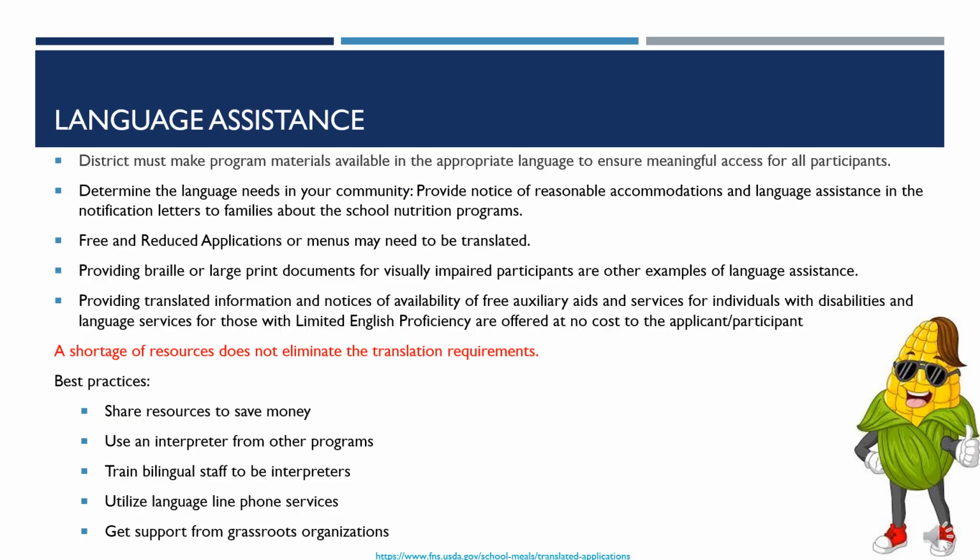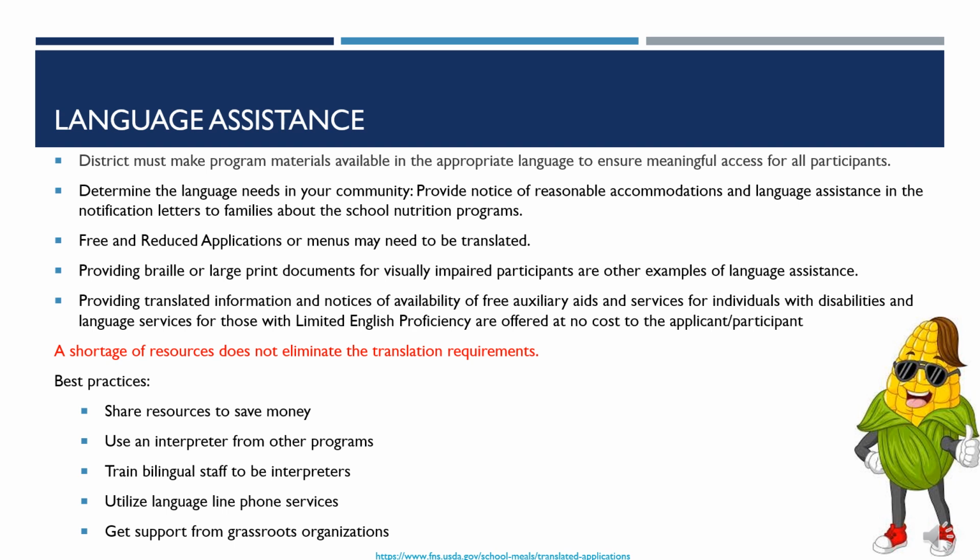The SFA is responsible for making sure that program materials are available in the appropriate language to ensure meaningful access for all participants. Determine the language needs in your community. Provide notice of reasonable accommodations and language assistance in the notification letters to families about the school nutrition programs or on the website notification with the other school nutrition program information. Free and reduced applications or menus may need to be translated.